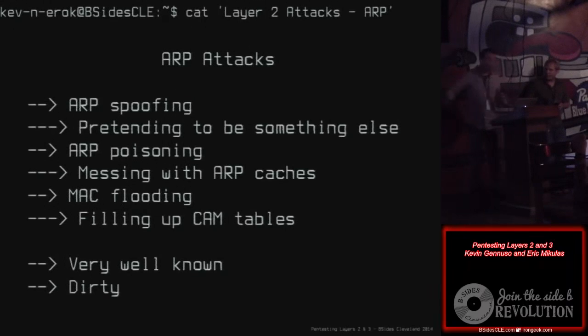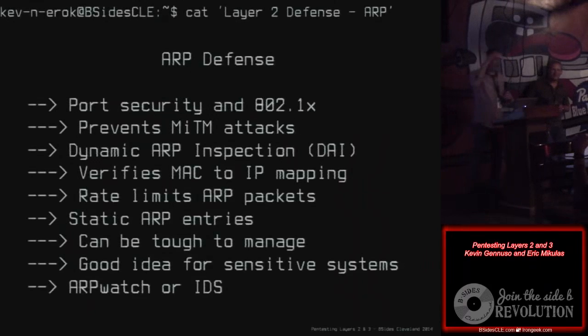So, anyway, it's very well known, and you feel a little dirty anytime you do ARP attacks because it's a little unfair. You know, what are you going to do? So, some ARP defenses. There's port security and 802.1x. This is really good stuff. This is making sure that anybody jacking into your network provides credentials. Unfortunately, it's been defeated, but it's a very good thing to try to get implemented in your network, especially for this and especially for all of this type of stuff.